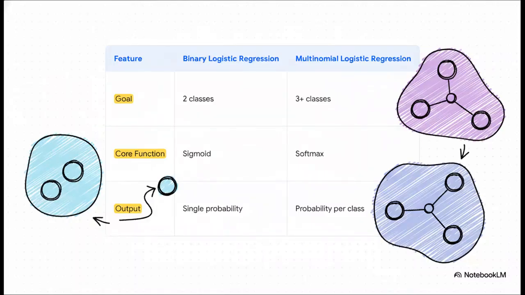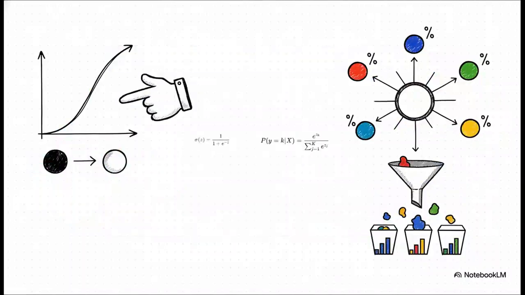This table just lays out the upgrade perfectly. So, while binary regression handles two classes with the sigmoid function to give us one probability, multinomial regression handles 3 or more classes. And it uses a new core function called softmax to give us a separate probability for every single class. And you can really see the difference here. On the left, that's our old friend, the sigmoid function, for those simple two-way choices. But on the right is its big brother, the softmax function. Just think of it as a category sorter. It looks at all the possible options at the same time and assigns a probability to each one, making sure they all add up to a perfect 100%.